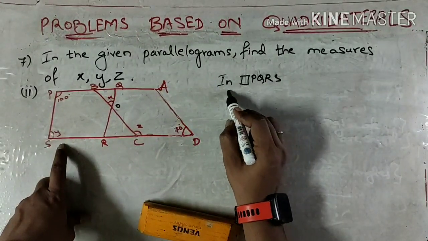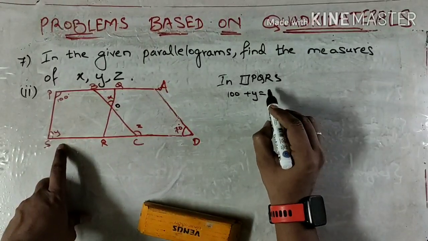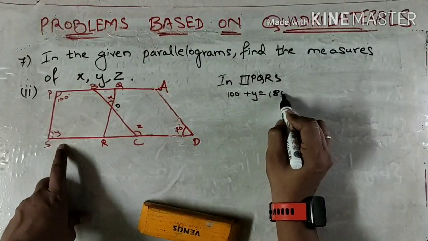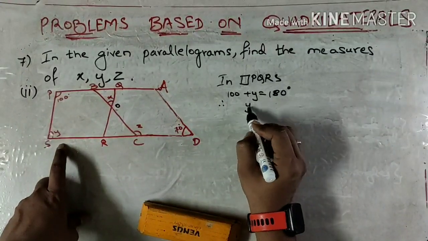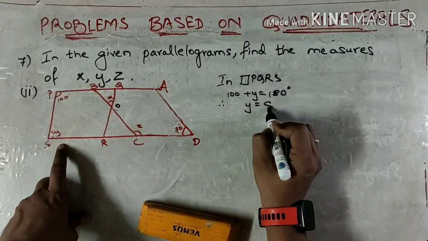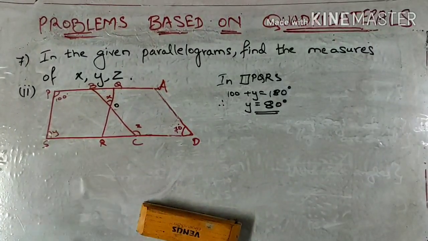So in quadrilateral PQRS, 100 plus y gives me 180 degrees. Therefore y is equal to 180 minus 100, that is 80 degrees. We have found out this.